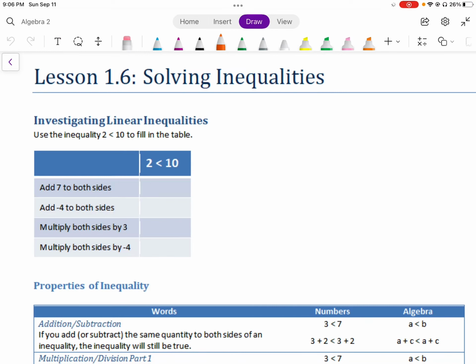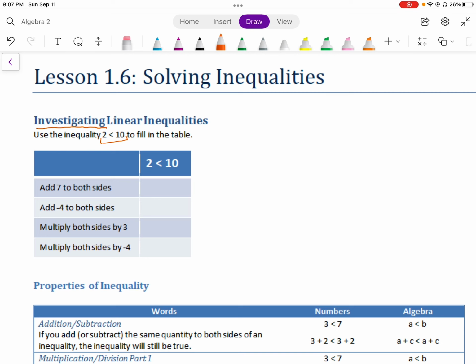We're going to be looking at lesson 1.6, which is solving inequalities. We actually first start with a little investigation of linear inequalities. This is going to look similar to some of our properties of equalities or of equations. But what we do is we just use this true inequality that 2 is less than 10. That's definitely a true statement, and we're going to fill in this table.